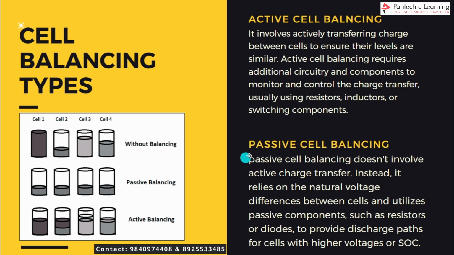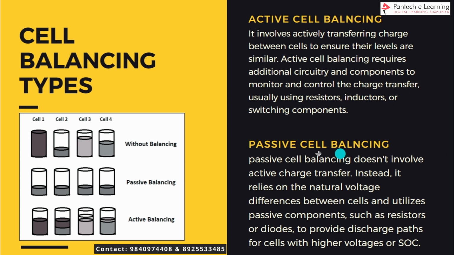These are the several benefits of active cell balancing. By ensuring that all the cells are charged to the same level, active cell balancing can extend the life of the battery pack and also improve its overall performance. It can also help to prevent overcharging or over-discharging of the individual cells, which can reduce the risk of battery failure and also improve safety. However, active cell balancing can be more complex and expensive than passive cell balancing.